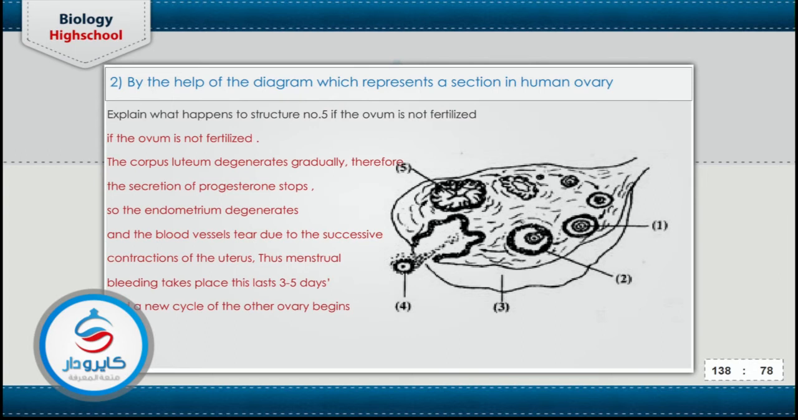But if the ovum is fertilized, that means it will form the zygote, which is responsible for the secretion of hormones that help the corpus luteum to grow, to increase the concentration of estrogen and progesterone hormones in the blood, to increase the thickness of the endometrium and adhere the endometrium in the uterine muscle. The corpus luteum will grow to reach maximum growth at the 3rd month, and degenerates at the 4th month due to the formation of the placenta.